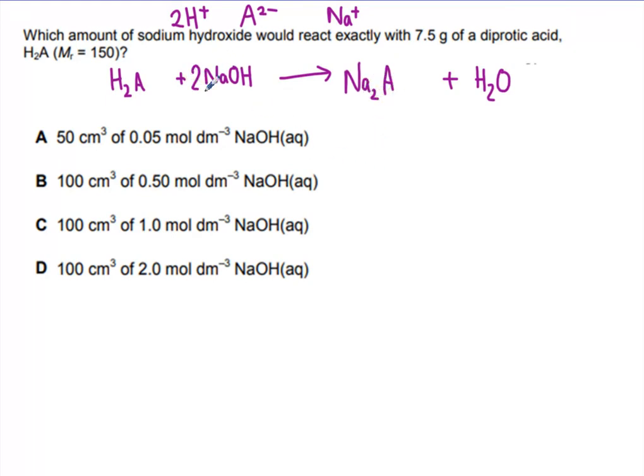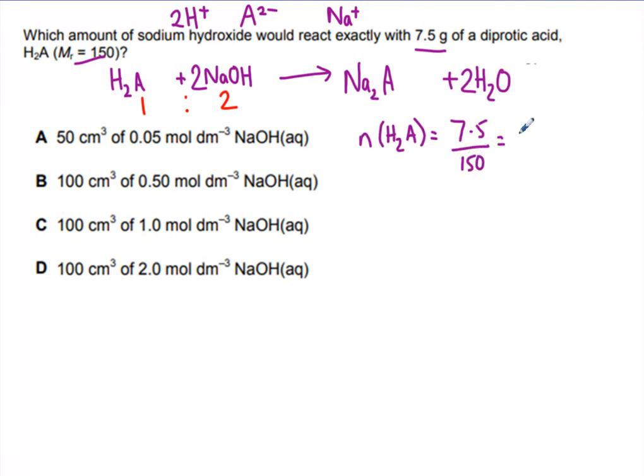So to balance the equation, we put a 2 there and a 2 over here in front of water, and we've now got the ratio is 1 acid to 2 sodium hydroxides, which is going to be important. So the next thing to do is turn this mass and MR into a number of moles of diprotic acid. And moles is mass divided by MR.